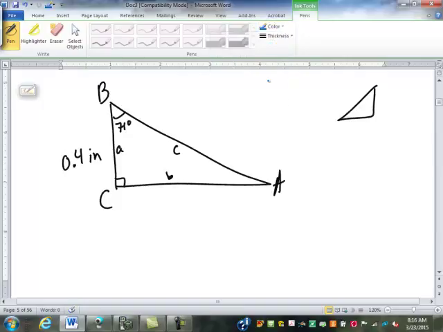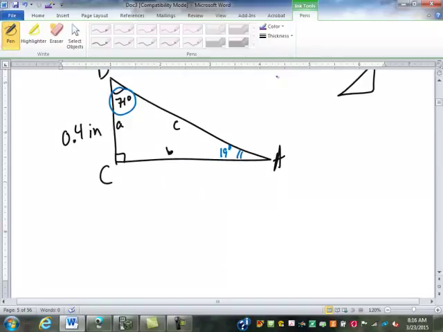Of course, we know we can find this angle is going to be 19 degrees because they have to add up to 180. But we're going to use the 71 degrees because we know that's right. It was given to us. There was no way we could have screwed that up. Somebody else might have screwed it up, but we're only responsible for the information that's given to us. So now to find side C, let's say.